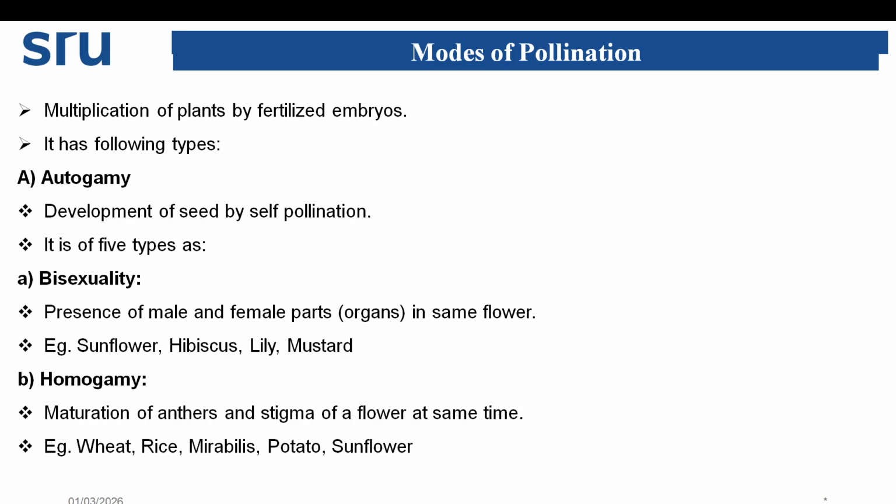Homogamy means maturation of anthers and stigma of a flower at the same time. Suppose in one flower anthers and stigma are there, so both will mature at the same time. That is called homogamy. Maturation of these two at the same time ultimately promotes self-pollination. Examples are wheat, rice, mirabilis, potato and sunflower.